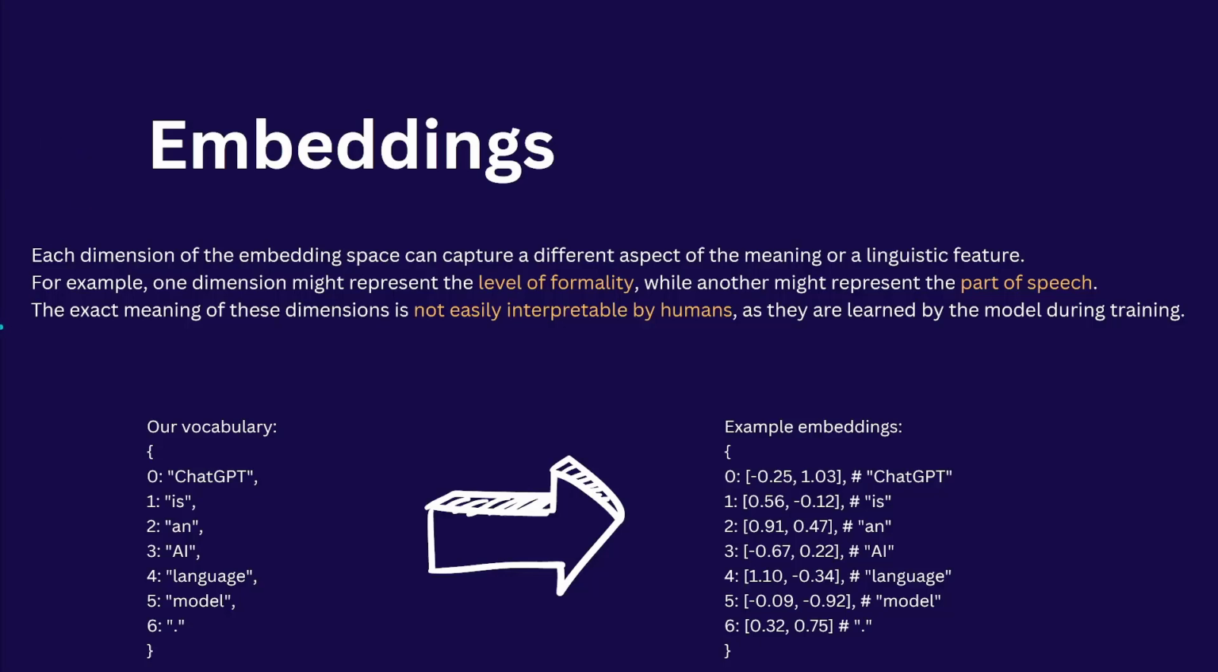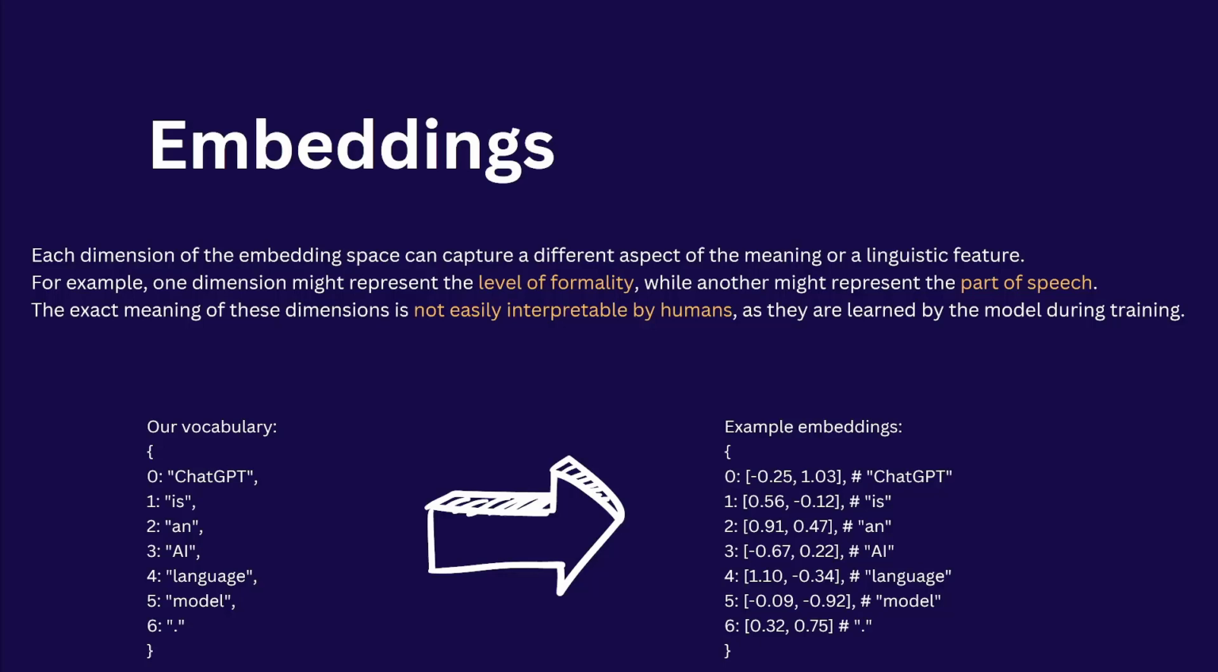So if we see again our example, let's create embeddings for the tokens in our vocabulary. Of course, in a real-world scenario, embeddings would have a very high dimension. For example, 300 dimensions or 768 dimensions.